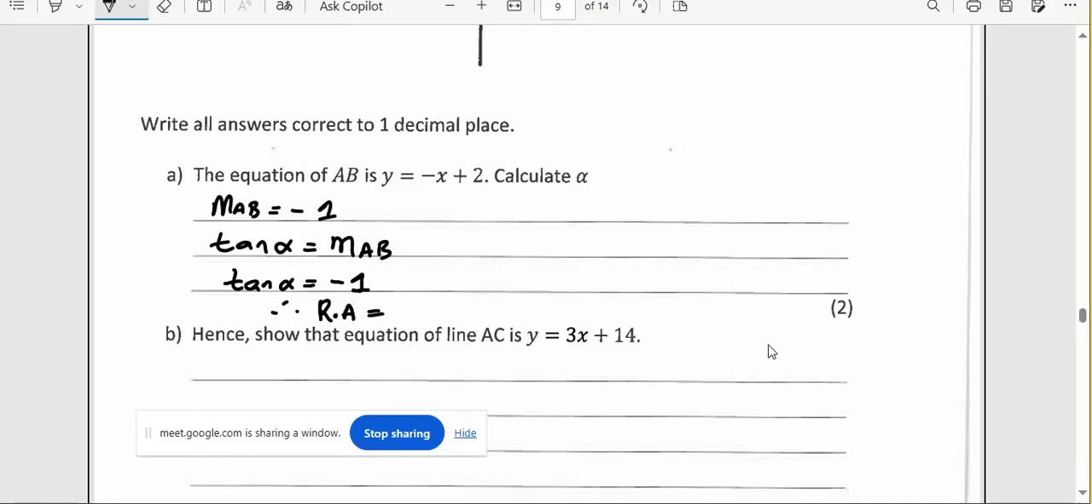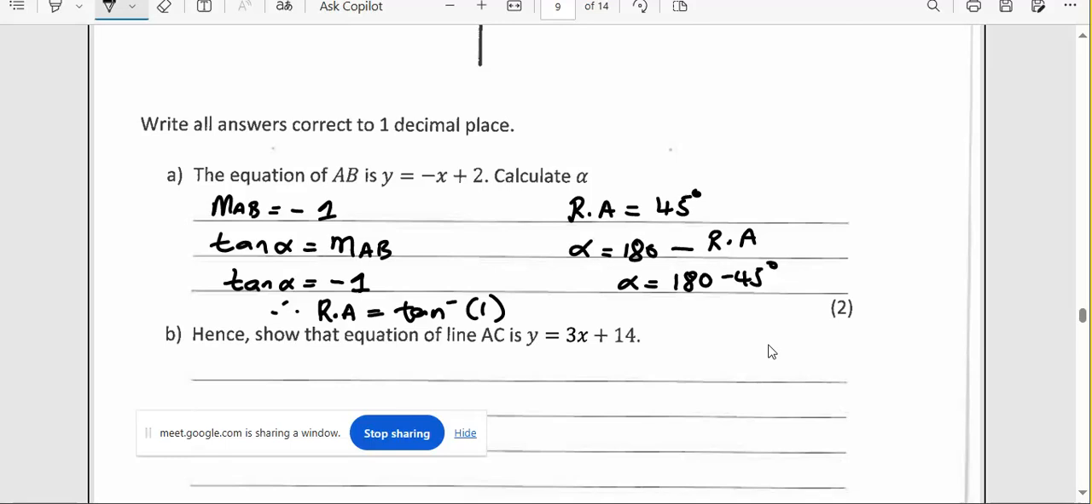So the reference angle is equal to tan inverse of 1. We don't include the negative. So you're going to say shift tan 1 without the negative. This should give you our reference angle as 45. Can you agree with me on that? 45 degrees. Is that right? Okay. Therefore, alpha will be equal to 180 minus the reference angle. So alpha will be equal to 180 minus 45 degrees, which gives us an alpha of 135 degrees. Do you understand how we answer the first question?